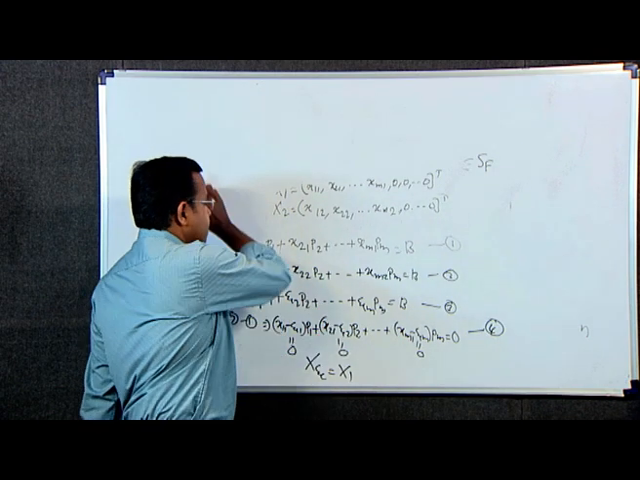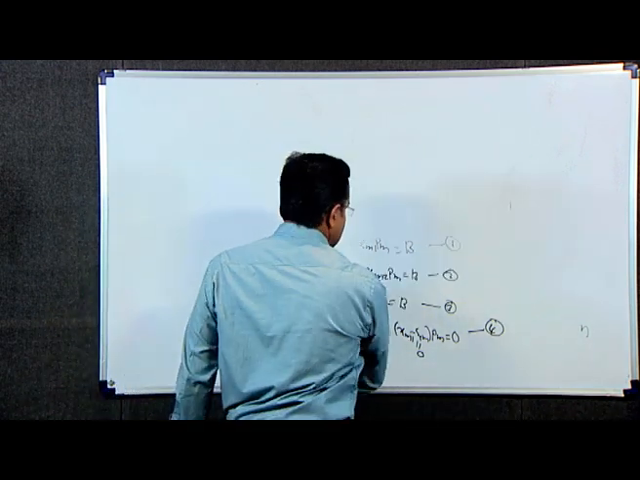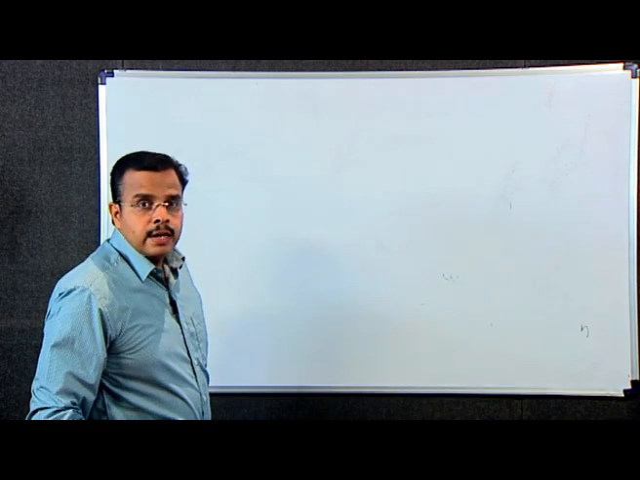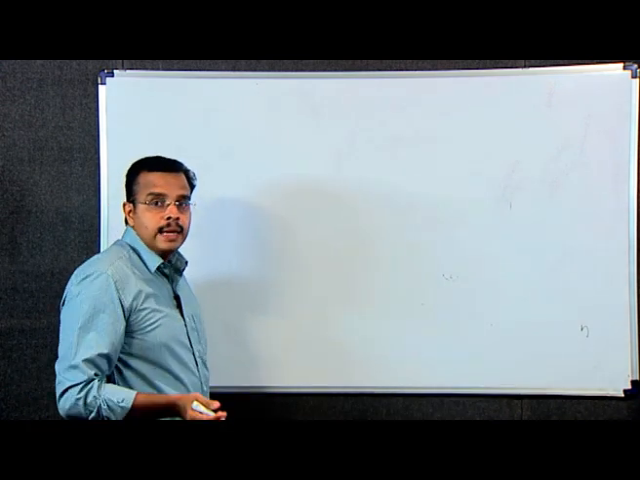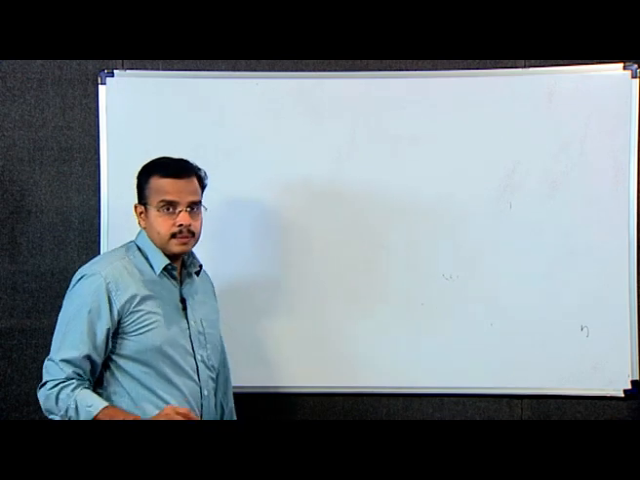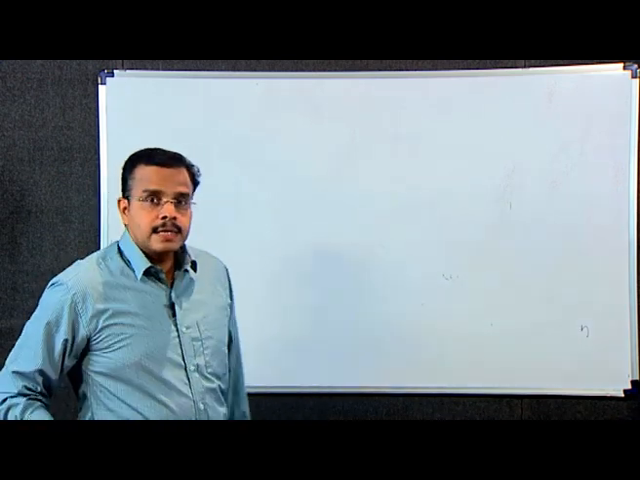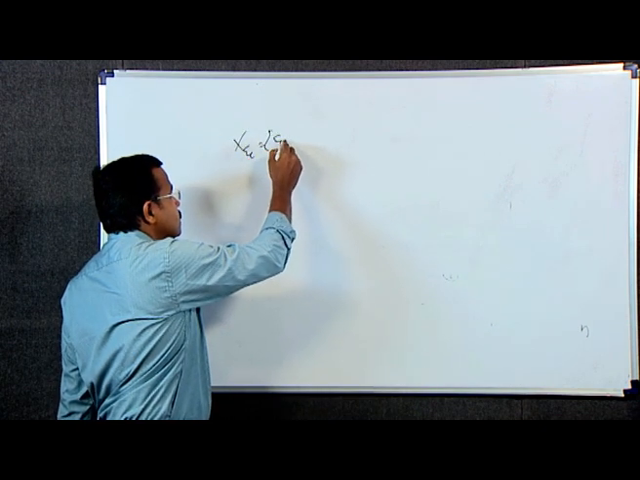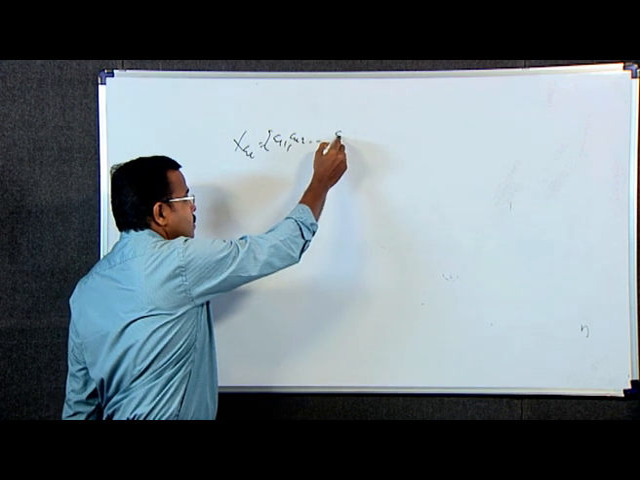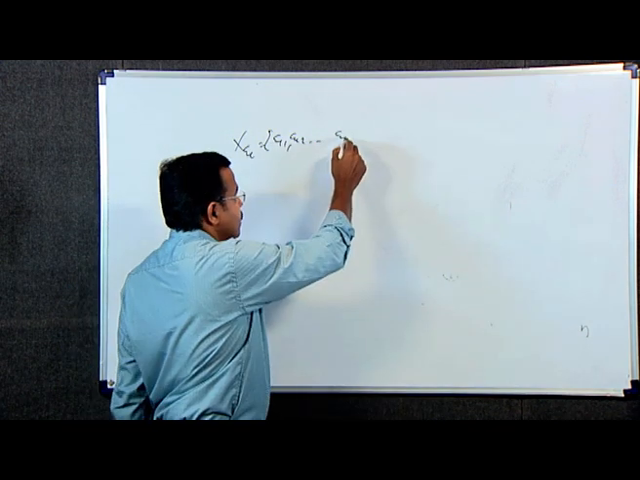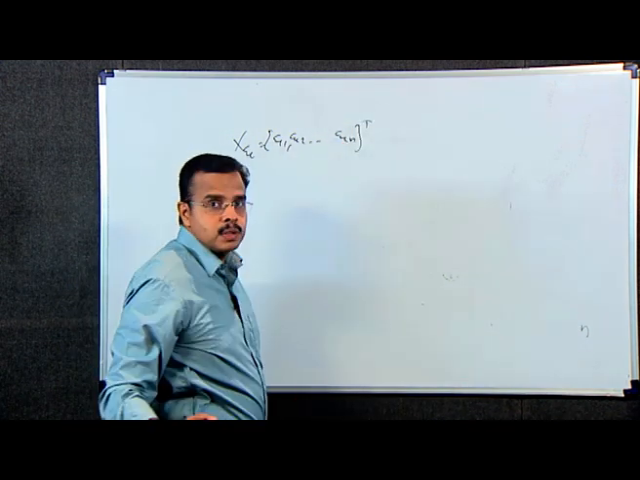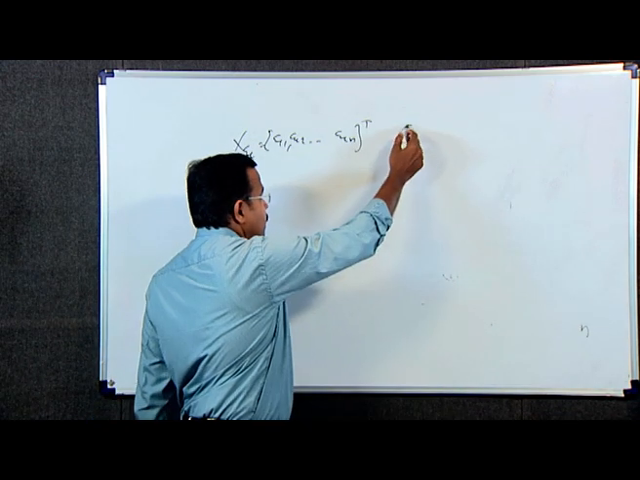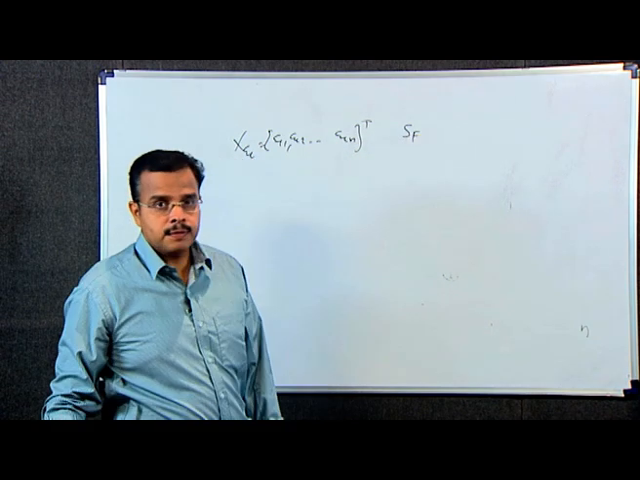Conversely, a vertex of SF is a basic feasible solution. Let x psi, that is equal to psi 1, psi 2 etc. psi n the transpose, be a vertex of SF.